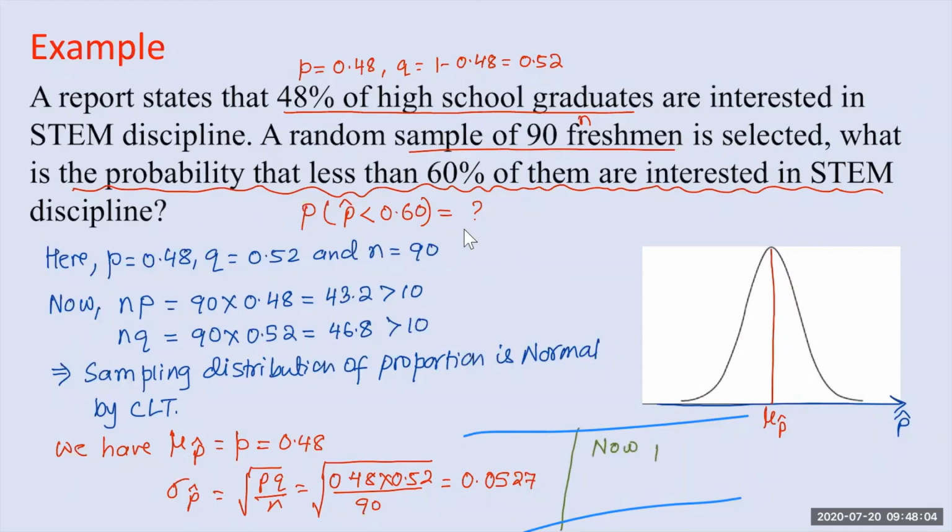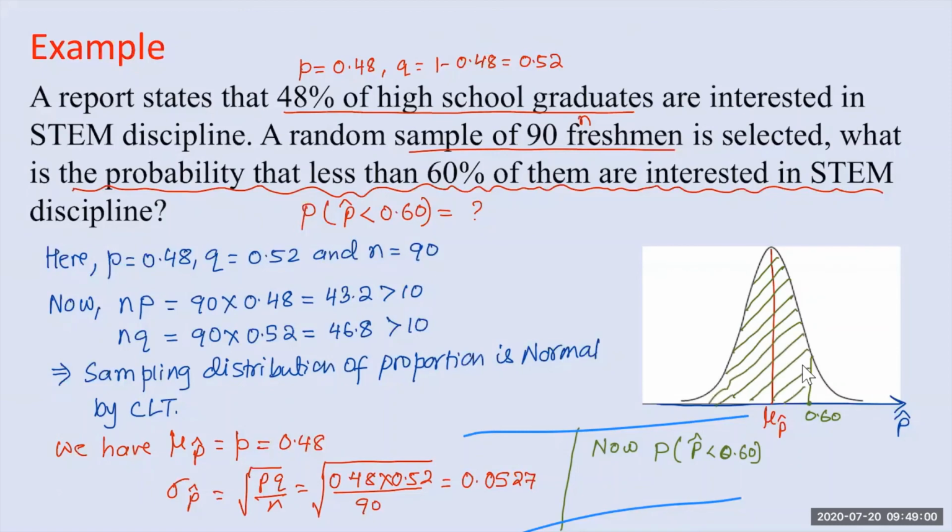Now, what we are looking for is the probability that p hat is less than 0.60, or 0.6, which is the same thing. If you look at the middle, this value is 0.48. So 0.60 will be more than that, somewhere there. And we want the probability that the random variable p hat is less than 0.60. When I say less than, it is to the left. So I want the probability that p hat is less than 0.60, which is equal to this shaded area.